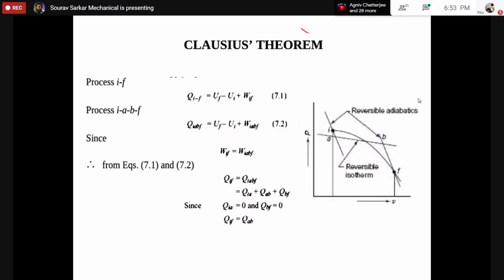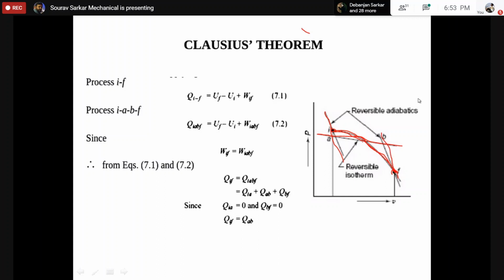Suppose I have one process in a PV diagram, and the process is like this: I to F. So this is the initial point and this is the final point, and the system is moving from I to F following this path. There are several intermediate points from which the process starts from point I and ends at point F. Now what I am trying to do is consider one adiabatic path like this, another isothermal path like this, and another adiabatic path like this.